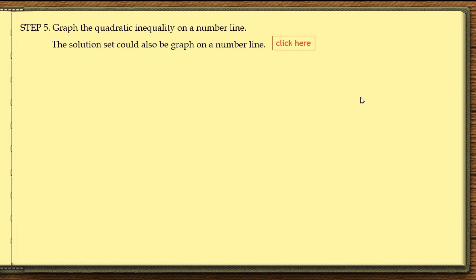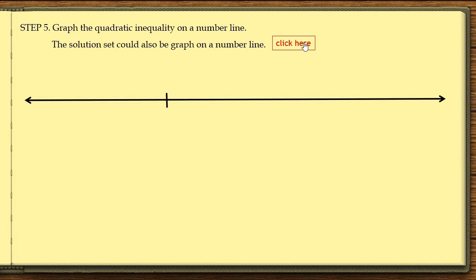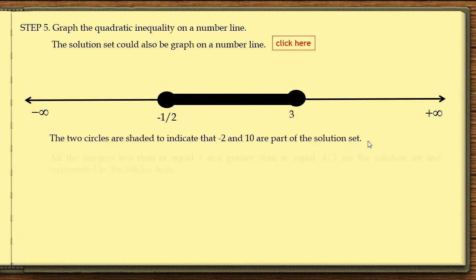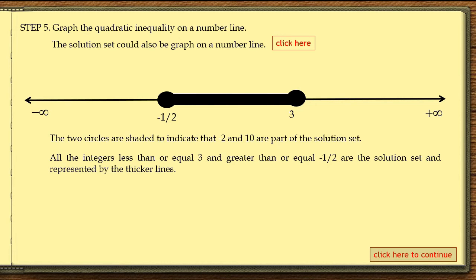And if we graph this quadratic inequality on a number line, we will have this answer. The two circles are shaded to indicate that -2 and +10 are part of the solution set. All the integers less than or equal to 3 and greater than or equal to -1/2 are the solution set and represented by the thicker lines.